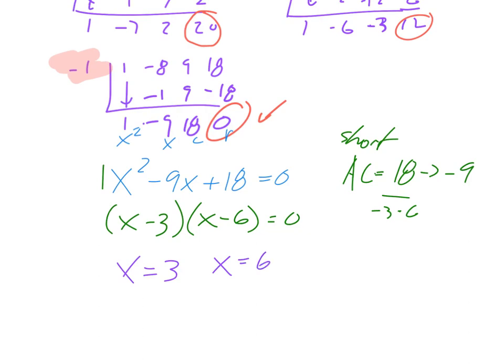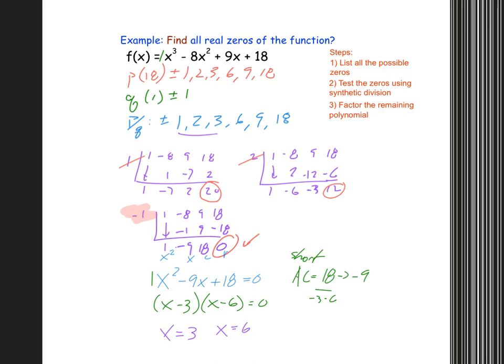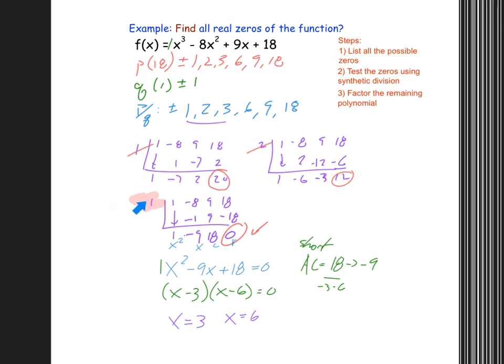But wait, how many answers should we have? We should have 3 answers. We only wrote down 2. What? What's up with that? Oh yeah, don't forget about the first one, that first guilty party.